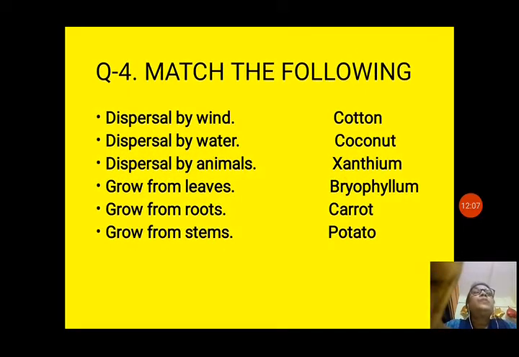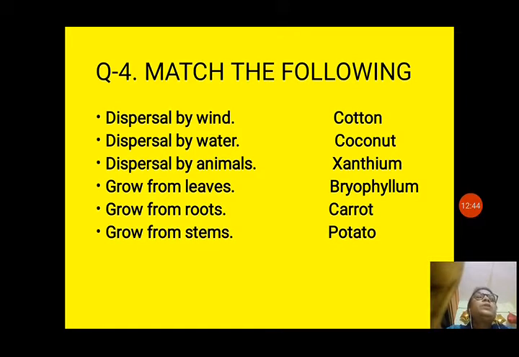Now next question is match the following. So we will see first: dispersal by wind. One example is cotton. Cotton is dispersed by wind because it is a very light seed. Dispersal by water: coconut. Coconuts grow beside the sea or water bodies, so it falls on the water and floats because it is very light, and it grows wherever it gets favorable conditions. Dispersal by animal: some seeds have spines or hook-like structures that stick to the body of animals, and with the animal they move from one place to another. The example is xanthium, so xanthium will match with this.